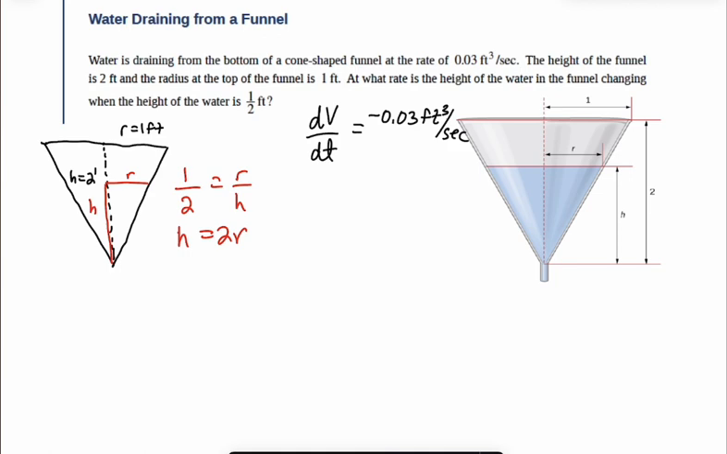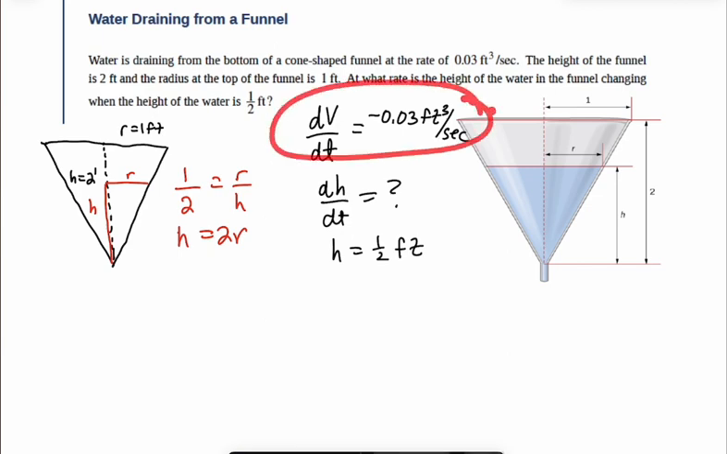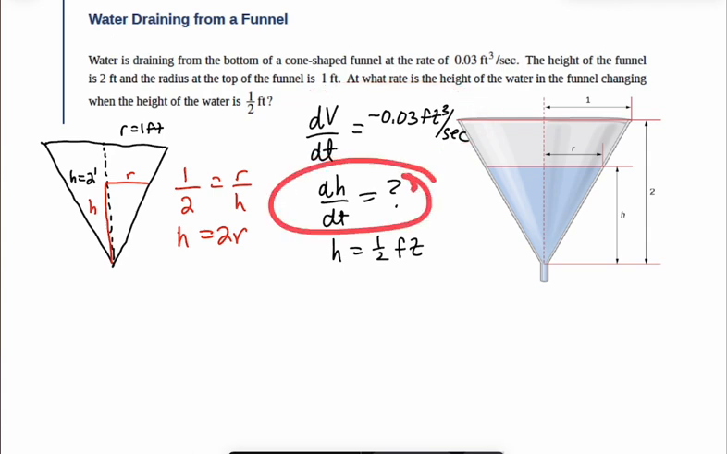The third sentence says, at what rate is the height changing? So that is dH/dt. And it's when the height of the water is 1/2 foot. So when the height is 1/2 of a foot. Okay, so we have a rate given to us about volume. We are looking for a rate about height. So we need an equation that has volumes and heights in it.